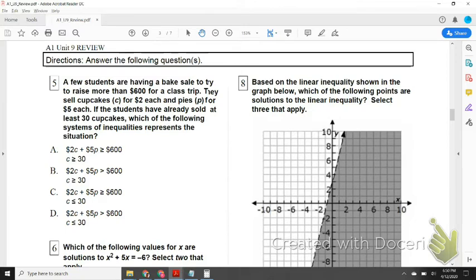So we have to go back and read this. It says raise more than. They're trying to raise more than 600. Okay, that means they cannot be equal to. If they were equal to as well, then it would say raise at least 600, but it doesn't say at least 600. The wording is very specific. They want more than 600. So if they get 600, they don't meet their goal. They need to exceed 600, right? So automatically I can cancel out A and I can cancel out C because the inequality is greater than or equal to.